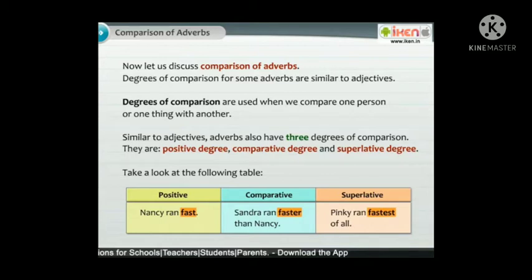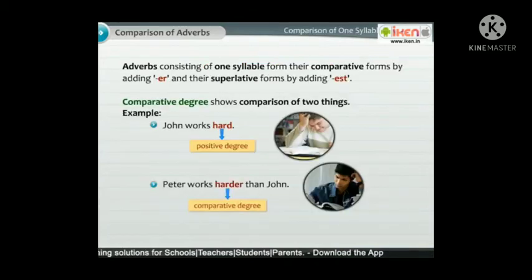Nancy ran fast. Sandra ran faster than Nancy. And Pinky ran fastest of all. Okay, so it is just the same as we did in adjectives, but the difference is that now we are comparing the action, not the nouns, rather the actions done by the nouns. Adverbs consisting of one syllable form their comparative forms by adding er and their superlative forms by adding est.